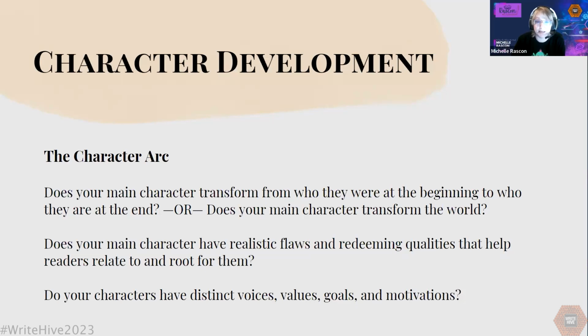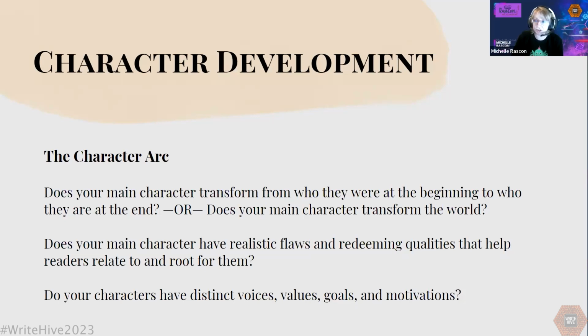Realistic flaws is probably best described as something that readers can relate to. Some people think that insecurity is a flaw, but a lot of people can relate to insecurity. So that would be one example of that.